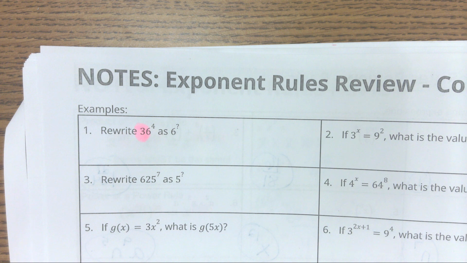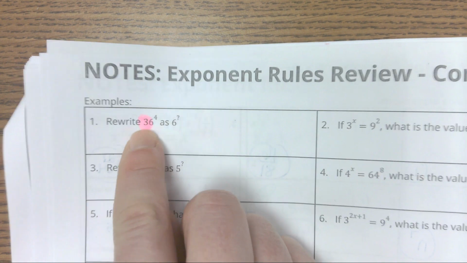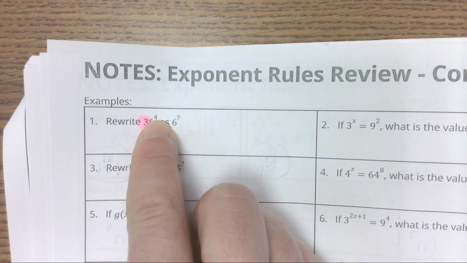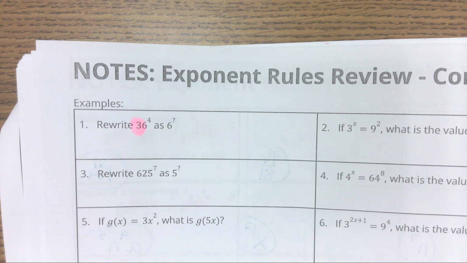The 36 first as 6 to some power. I'm just rewriting the 36 part, okay? I know it's 36 to the 4th. I'll get to that in a second. I just want to rewrite the 36. 6 to what exponent is 36?